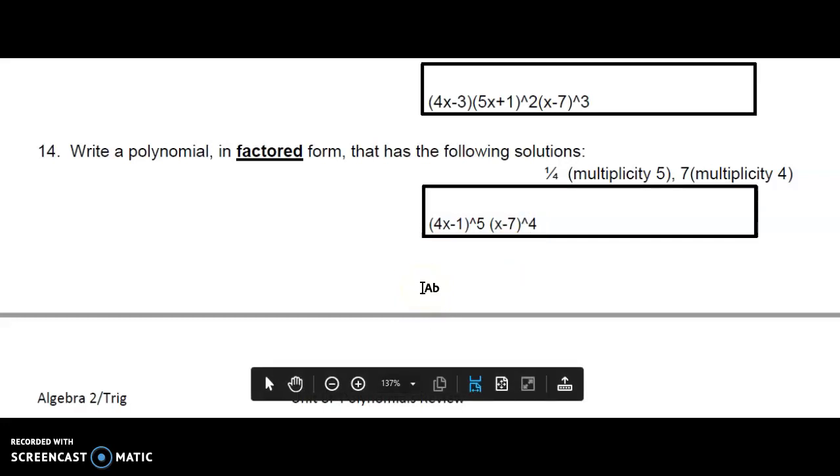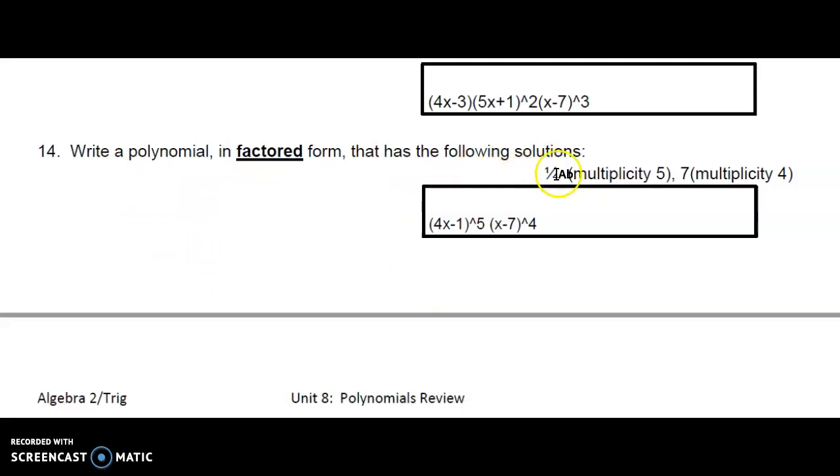So my solution of a polynomial in factored form that has the solutions 1/4 multiplicity 5, and 7 multiplicity 4 would be 4x minus 1 to the 5th power and x minus 7 to the 4th power.